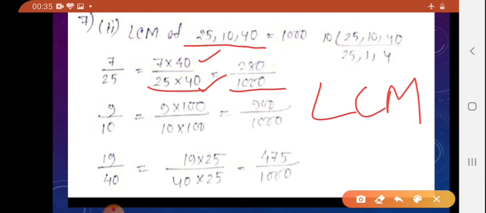Now 19 upon 40, same. When we do it, it will come 475 upon 1000. So the answer will be: the equivalent like fractions are 280 upon 1000, 900 upon 1000, 475 upon 1000. This will be your answer.